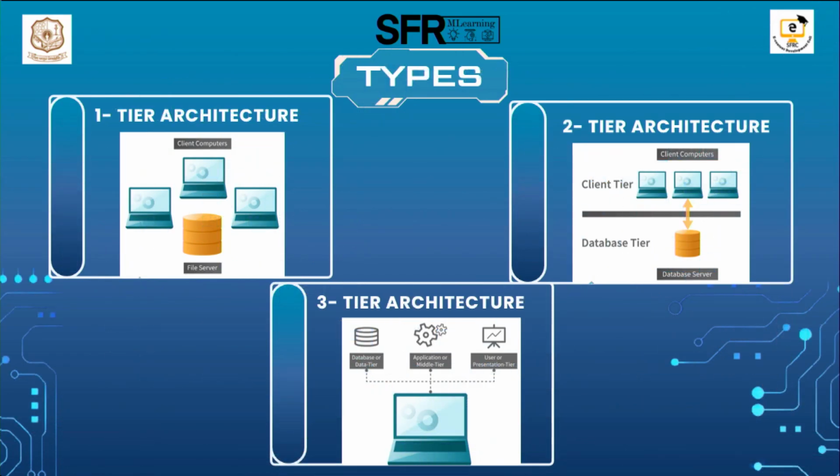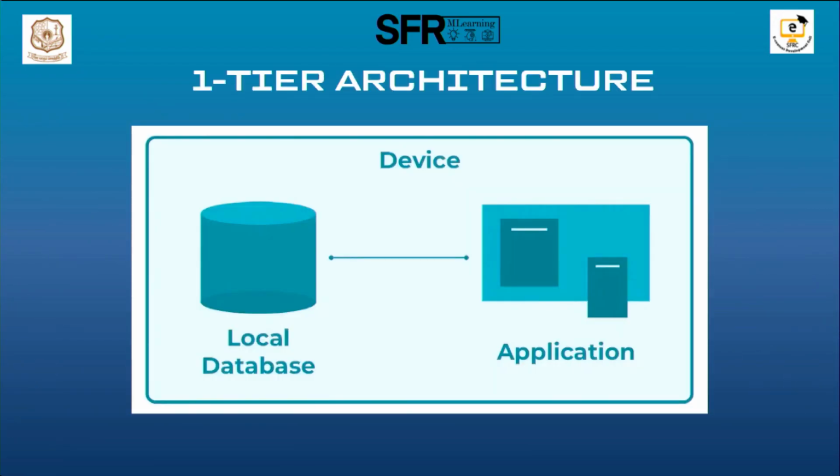These are the types of the database architecture, that is one-tier architecture, two-tier architecture, three-tier architecture. In one-tier, server and client will be there. In two-tier, there will be a database tier and client tier. And in three-tier, there is an intermediate layer called application. Let's see in detail. This is the one-tier architecture.